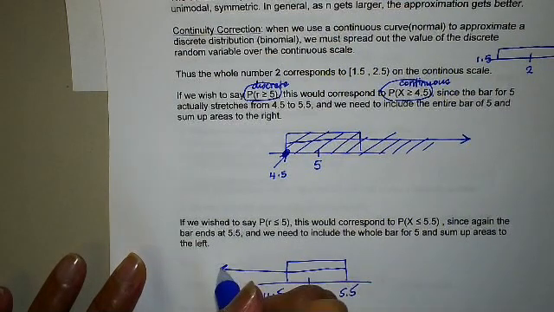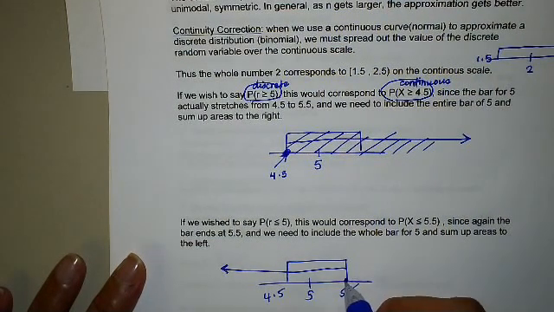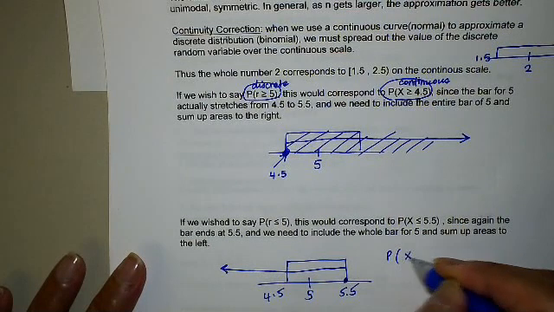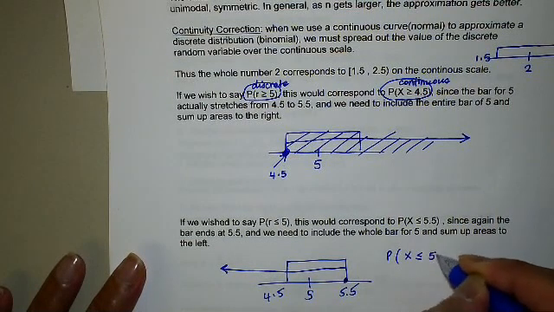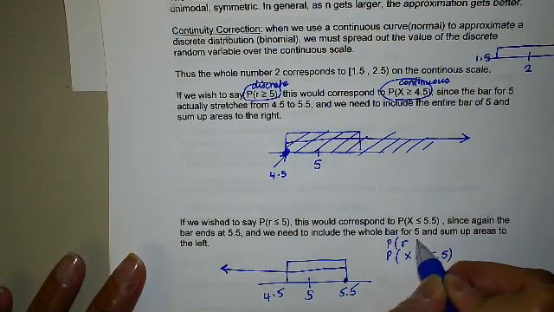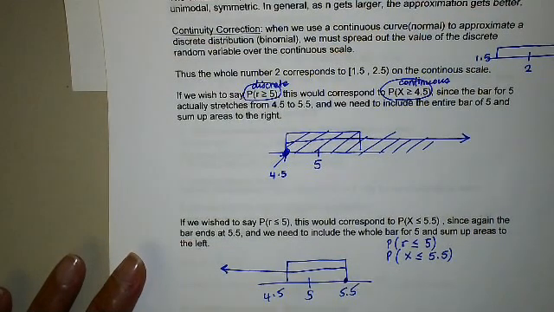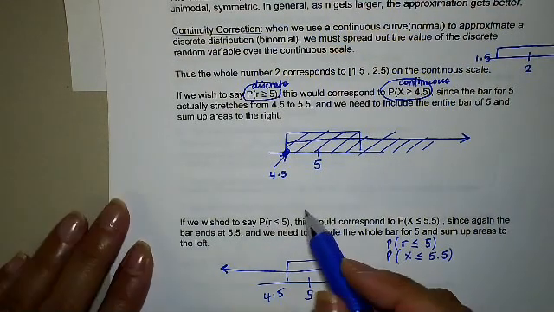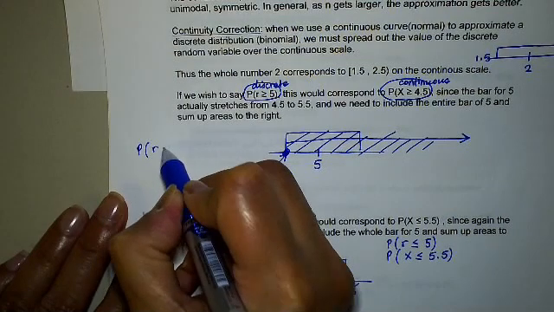Like this. If we wish to say r less than or equal to 5, then I'd go this way. 4.5, 5.5, and I'm going this way. So if I want to include that bar for 5, then I have to start at 5.5. So probability x less than or equal to 5.5 would be the same as r less than or equal to 5. Follow me? So yes, it's always 0.5, but if you're summing right, you start at the leftmost end of the bar. If you're summing left, you start at the rightmost end of the bar.